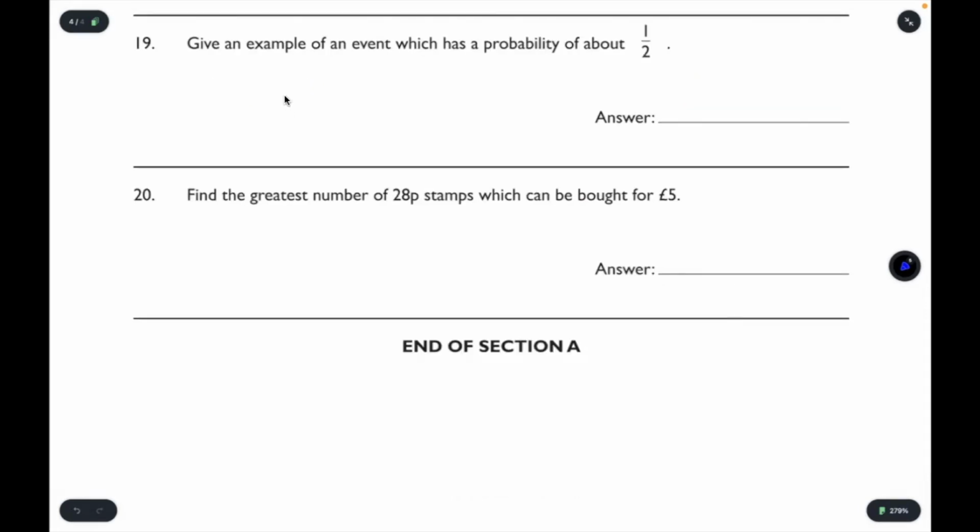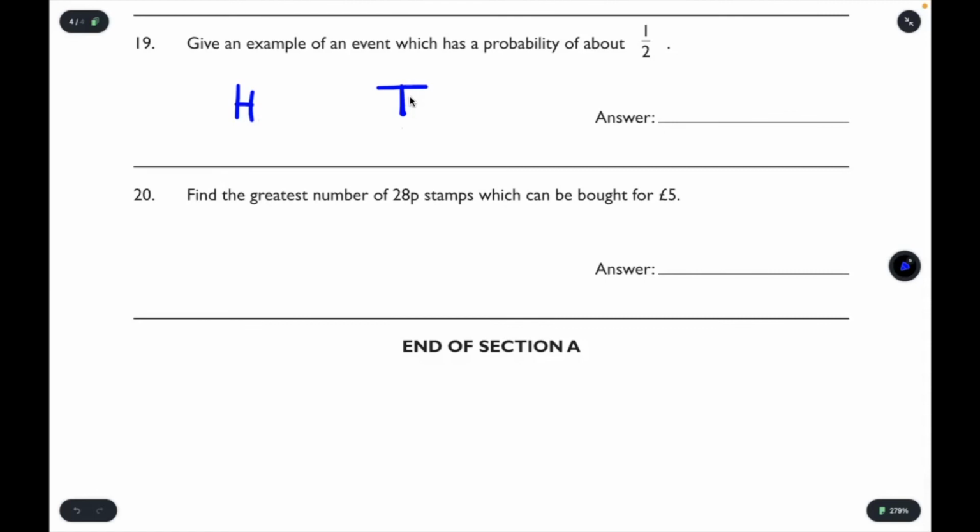19, give an example of an event which has a probability of about a half. A probability of a half means that we have 2 possible outcomes, that's the denominator, and the numerator is 1, which is the outcome that we are picking, i.e. we need 2 options and we're picking 1, and we need even chance of picking either outcome. A classic example is flipping a coin, because a coin has 2 faces that it can land on. One is called heads and one is called tails. And if you flip the coin loads of times, on average, it should land half the time on heads and half the time on tails.